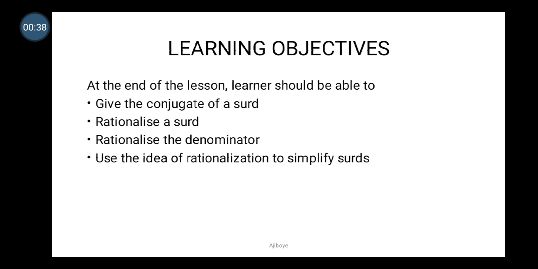We already said that a surd is irrational. And so we want to turn the irrational to rational. That is the meaning of rationalization. So our learning objectives at the end of the lesson, learners should be able to give the conjugate of a surd, rationalize a surd, rationalize the denominator of a surd, and use the idea of rationalization to simplify surd.